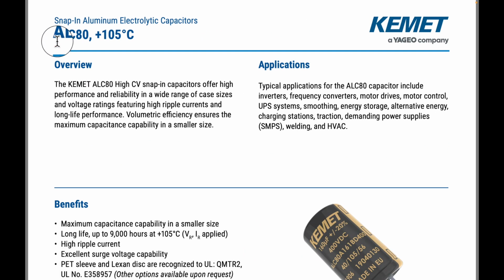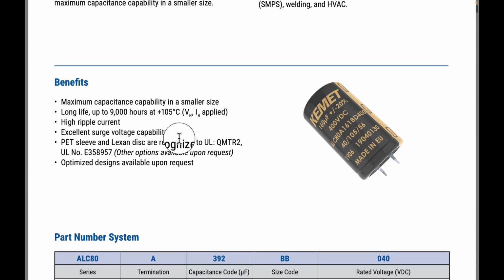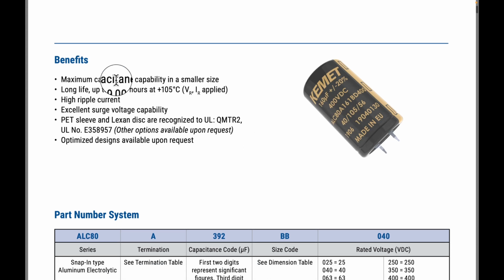Okay, this is the data sheet for the ALC80 105C. Okay, that's what it looks like. Looks like some of those ones we see called audio capacitors, right? One of the big things that people don't point out is this is good for 9,000 hours on this life test. It's at 105C, and a lot of capacitors are only 1,000, 2,000 hours. So 4,000 is usually considered great. 9,000's excellent.